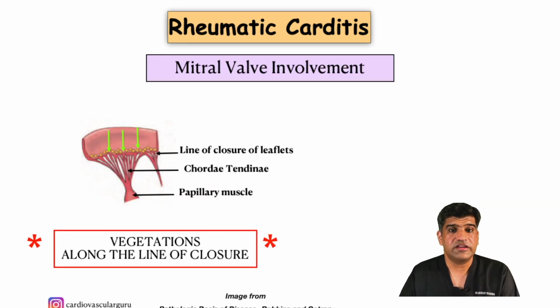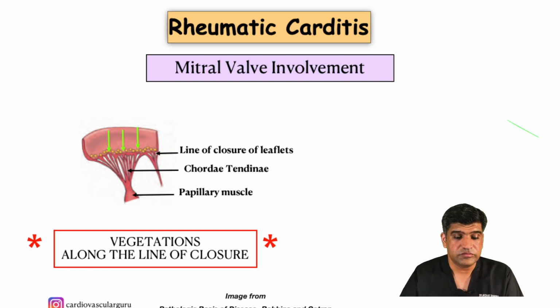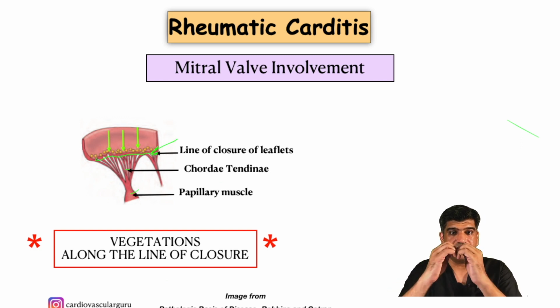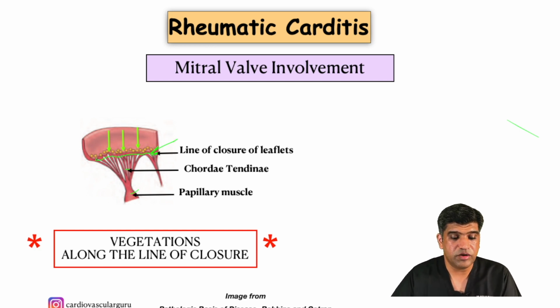In various other endocarditis, like bacterial or subacute bacterial endocarditis, the location of the vegetations is different. In rheumatic fever, the vegetations are at the line of closure. So this is the line of closure. This is the papillary muscle, chordae, and this is the line where the anterior mitral leaflet and the posterior mitral leaflet join together, meet at the time of closure. So this is a very important point to remember. In rheumatic fever, vegetations are along the line of closure.